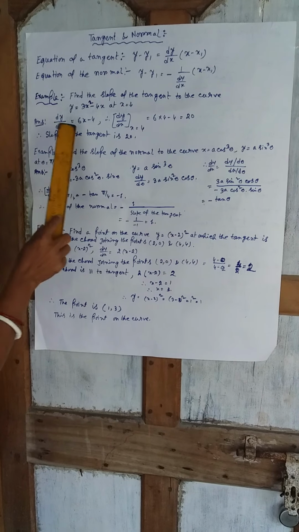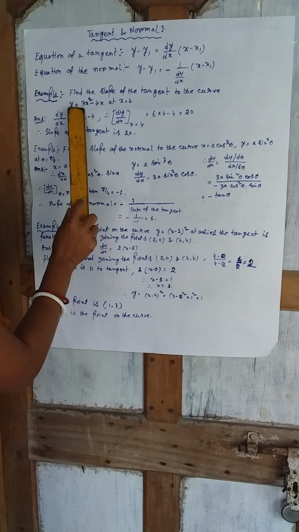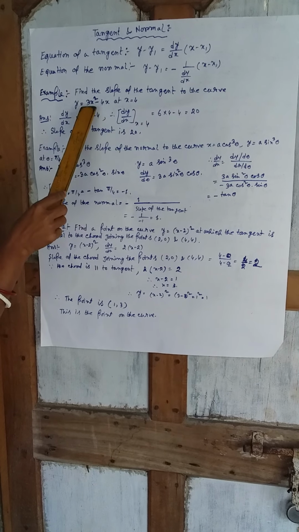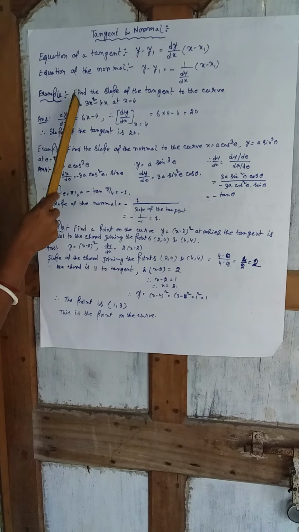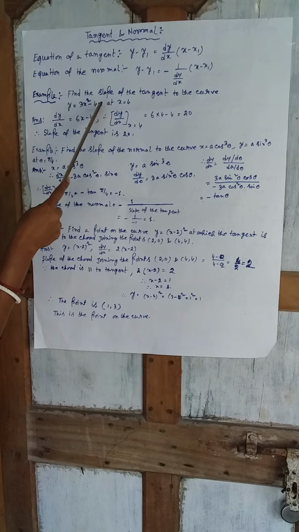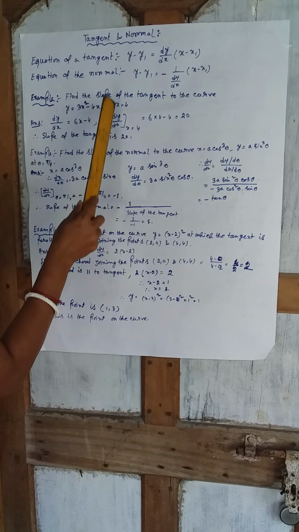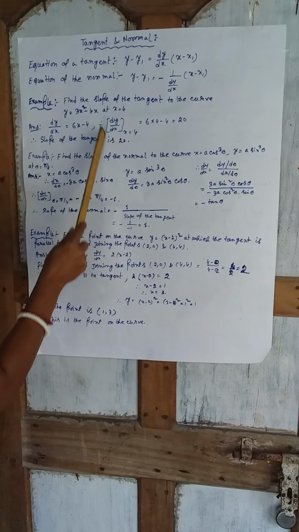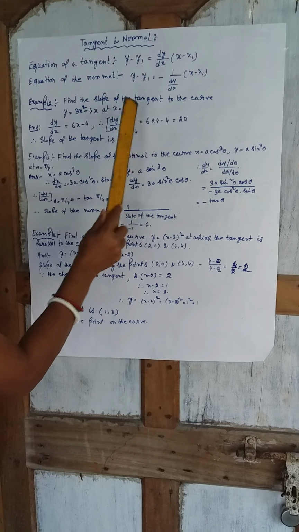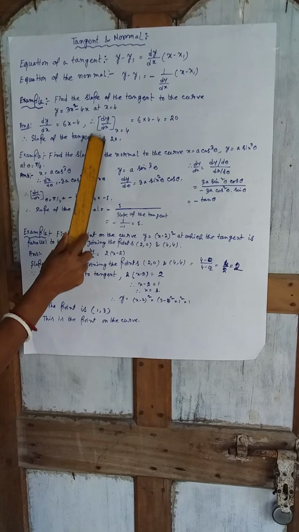Now the example. Find the slope of the tangent to the curve y equal to 3x square minus 4x at x equal to 4. Now we have to find dy/dx. So dy/dx equal to 3x square, that means 6x, minus 4 into 1, that is minus 4, and we have to find dy/dx at the point x equal to 4. So we write within bracket x equal to 4, putting the value of x in this place, 6 into 4 minus 4 equal to 20. So the slope of the tangent is 20.